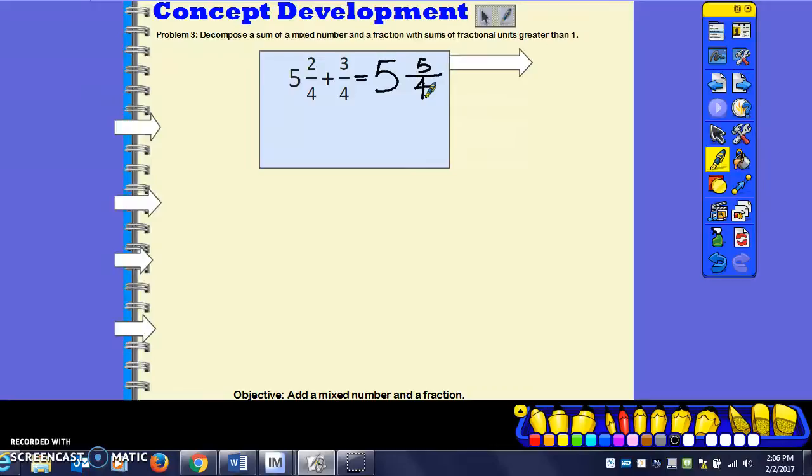What do we notice about this one, though? That's different than the other ones we've done so far. Our answer is 5 and 5/4. What is 5/4? It's an improper fraction. Very good. Can we ever leave an improper fraction like this? No. So what we're going to do is what we did last week.